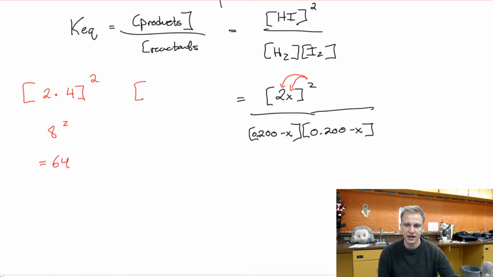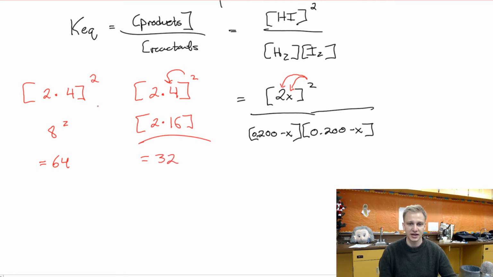Well, if you did it the wrong way and you only squared the x, or you only squared the 4, you'd end up with 2 times 4 squared is 16. You'd end up with 32. And that's clearly the wrong answer. So this is what we want to do. We want to square both the 4 and we want to square the 2 as well. And that will get us to our correct answer.